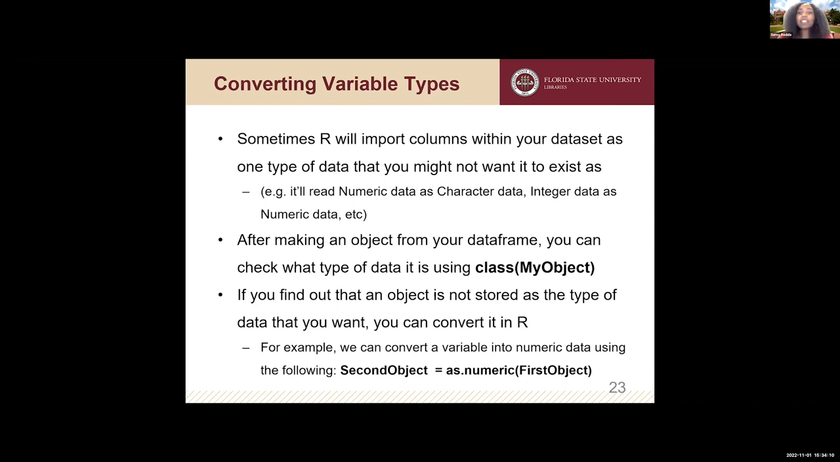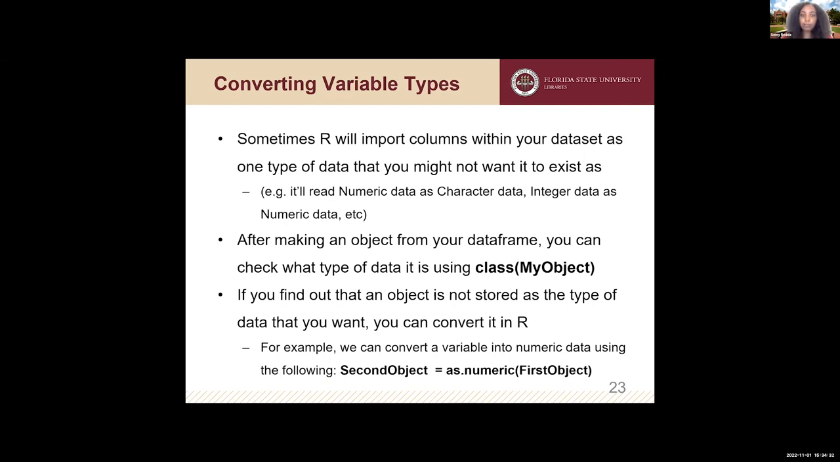All right, so everybody makes mistakes, and that includes R. Sometimes when you're importing a data set, it will categorize a certain variable into the wrong type. So you may have a numeric variable in R that is reading as a character variable for whatever reason, but this can be fixed. The first thing you have to do is use the class function to figure out what type of data a certain variable is stored as.